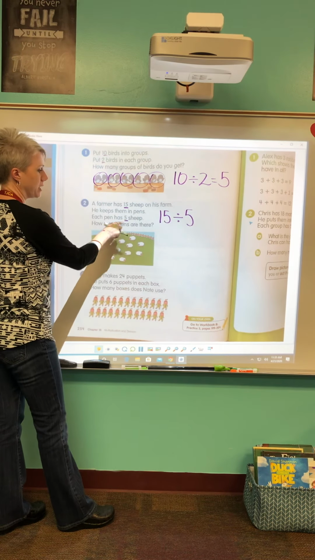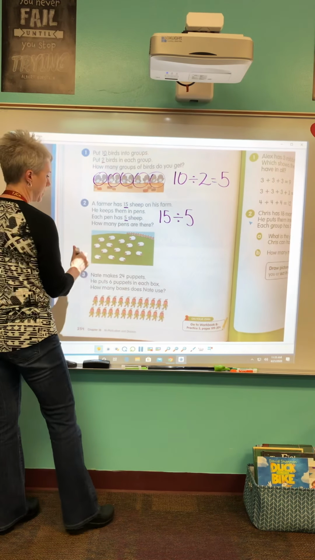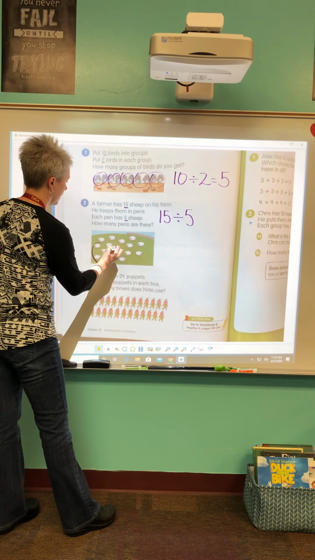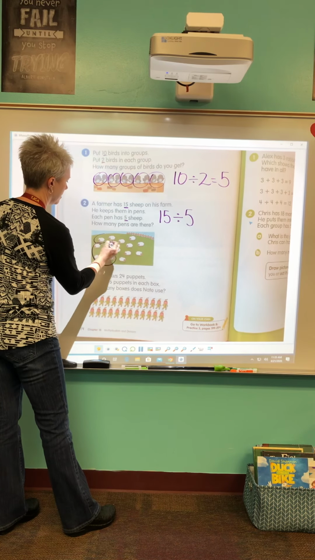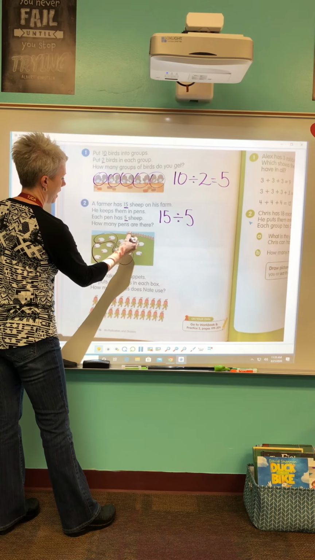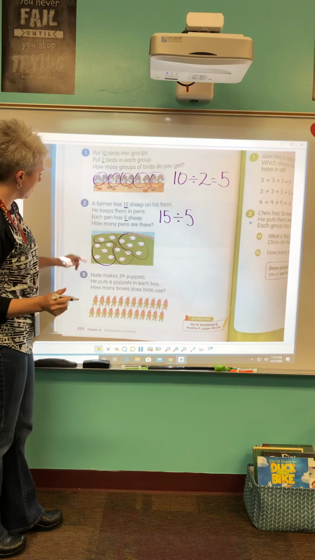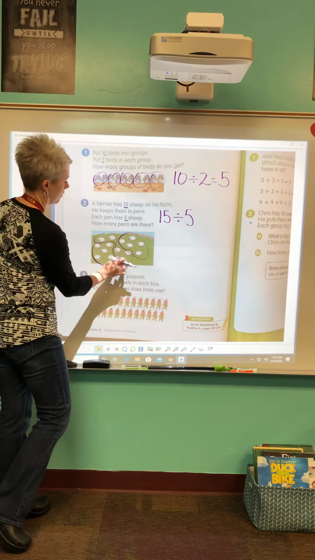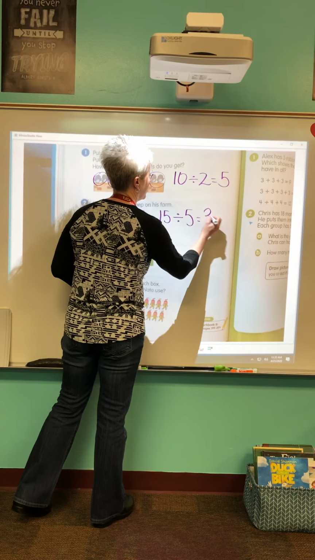So if each pen has 5 sheep, we're going to count 5 and circle them up. That's going to be a pen. 1, 2, 3, 4, 5. There's a pen. 1, 2, 3, 4, 5. There's a pen. 1, 2, 3, 4, 5. There's a pen. So how many pens do I have? 1, 2, 3. Because this pen is kind of weird looking. We have 3 pens.